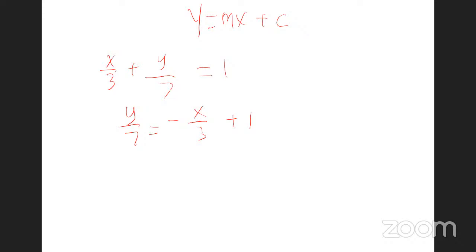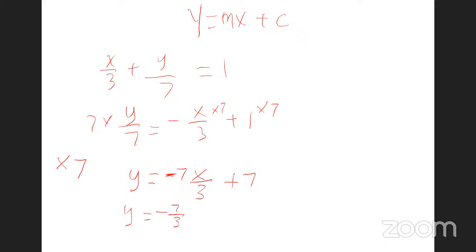y over 7, so you multiply everything by 7. Okay? So you'll get y is equal to minus 7x over 3 plus 7. When you multiply this by 7, it cancels. When you multiply this by 7, it's 7 on 3. 7 by 1 is 7. So you multiply every single term by 7. You'll be left with y is equal to negative 7 on 3 x plus 7.